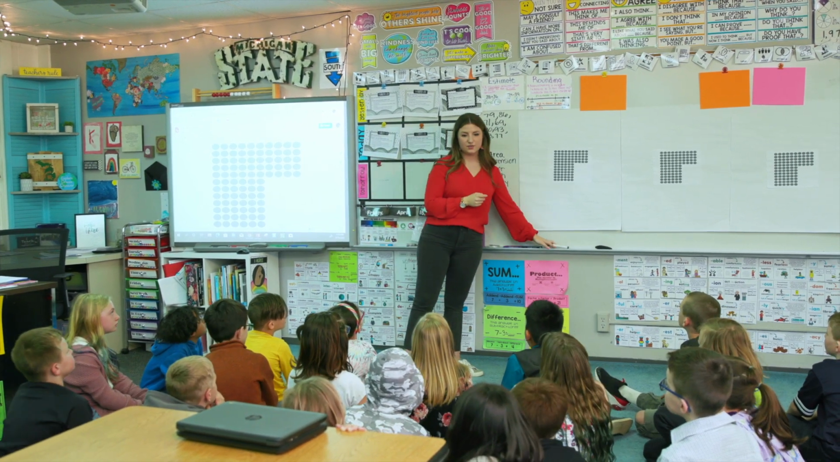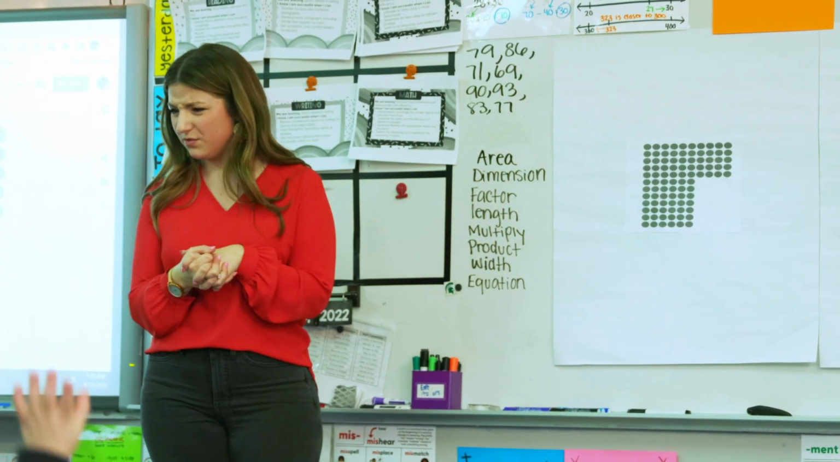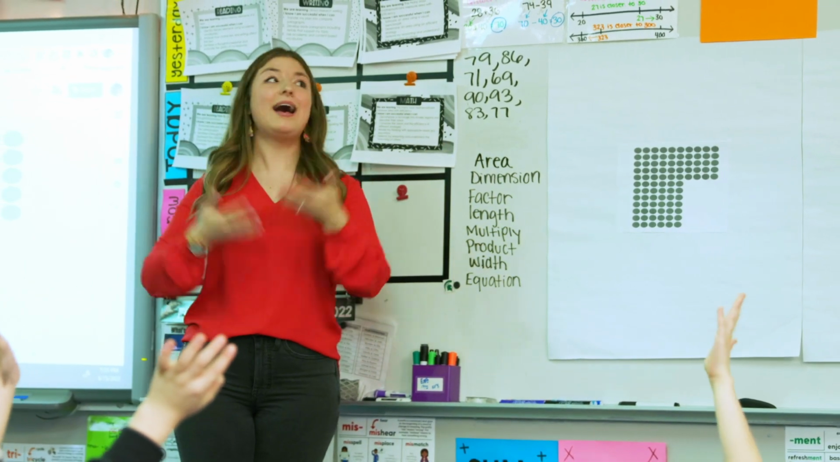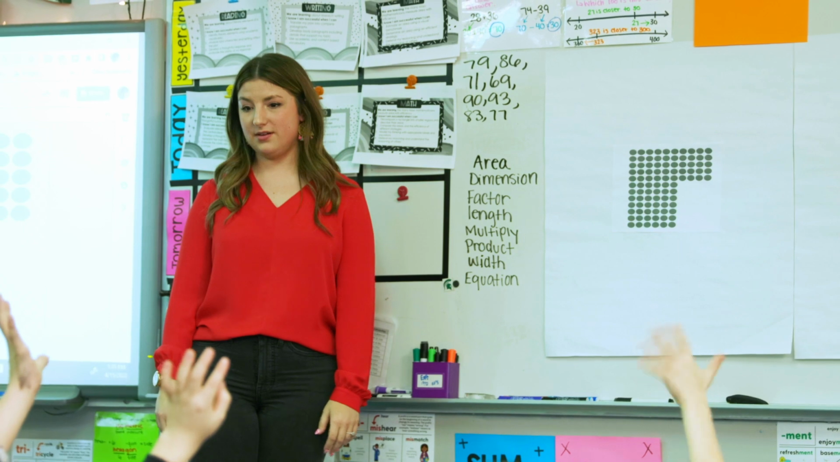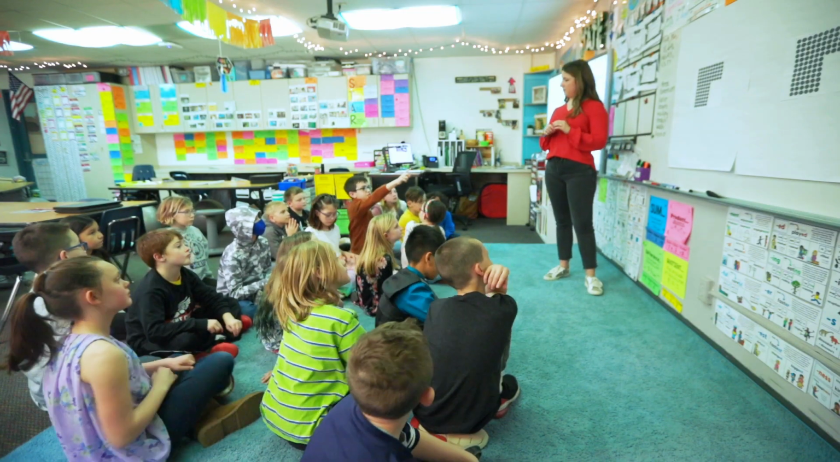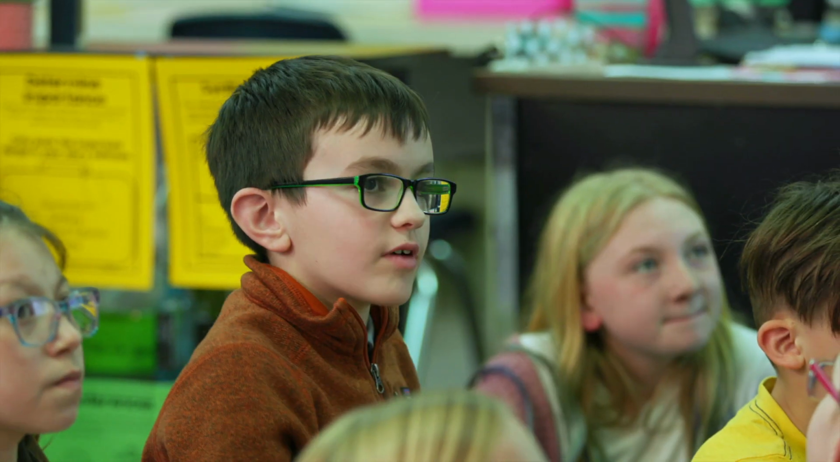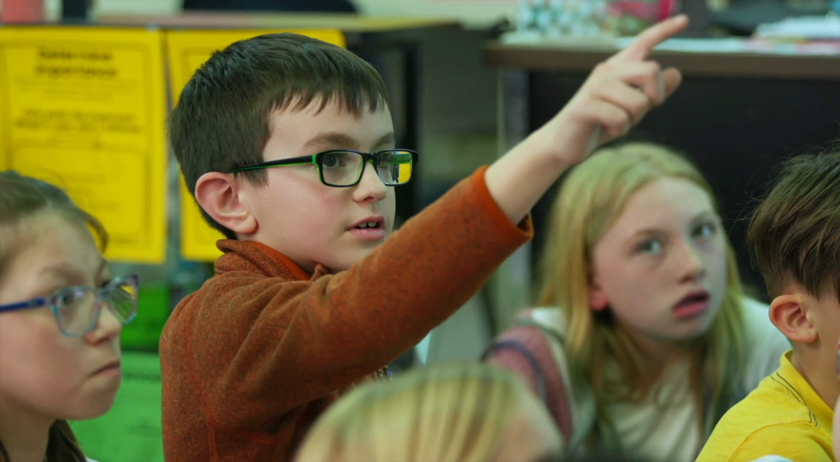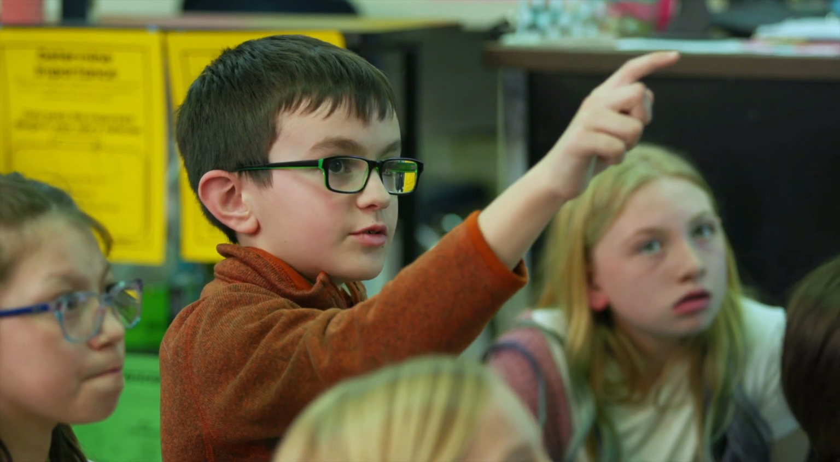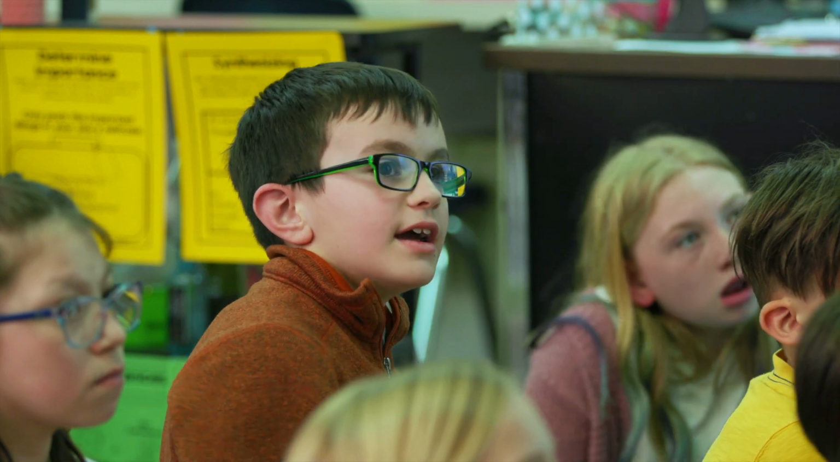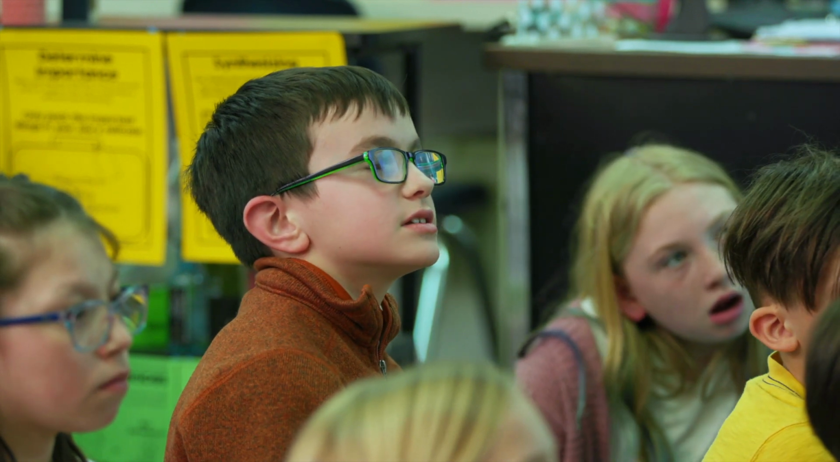So let's get into it. I'd like to hear some strategies from you of how you looked at these dots and how you figured out how many were here all together. Brennan? I noticed that on the extra part on the right, there was 50 because there's 5 down and then 10 across.